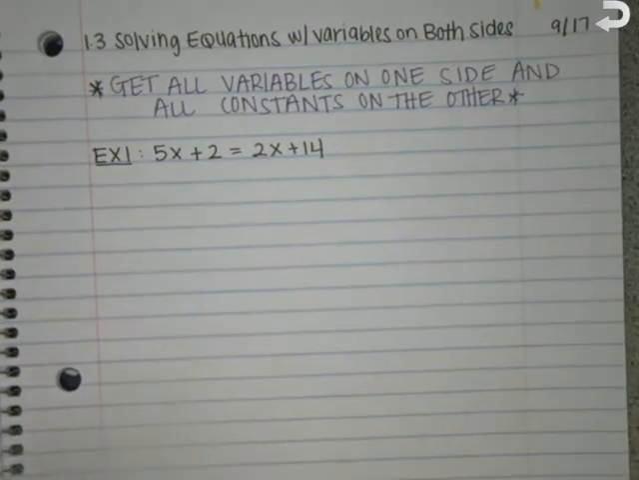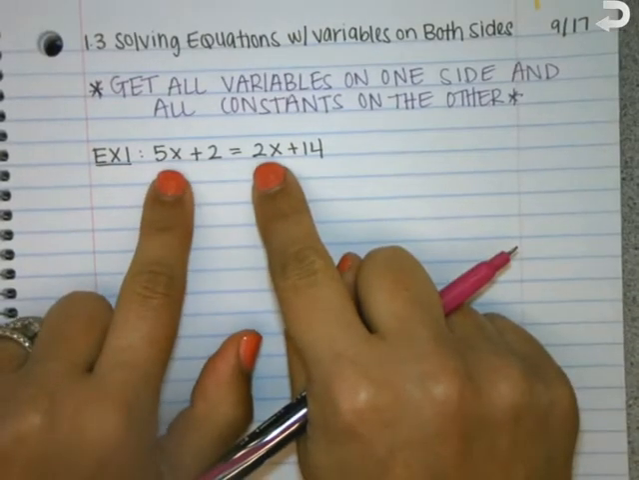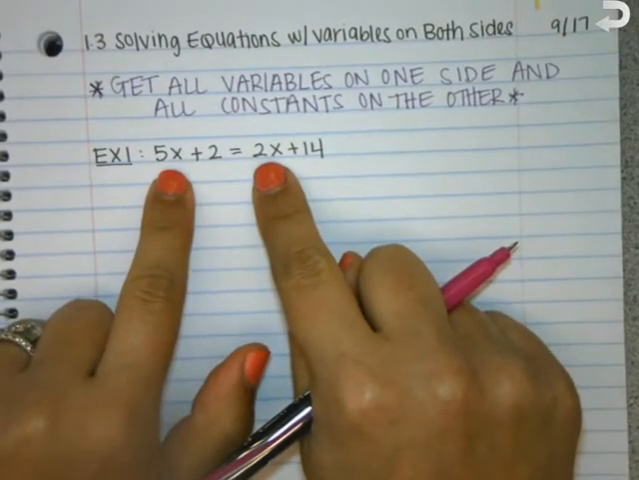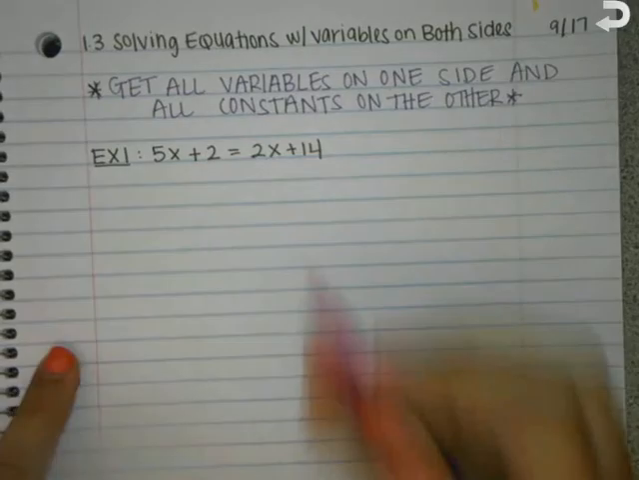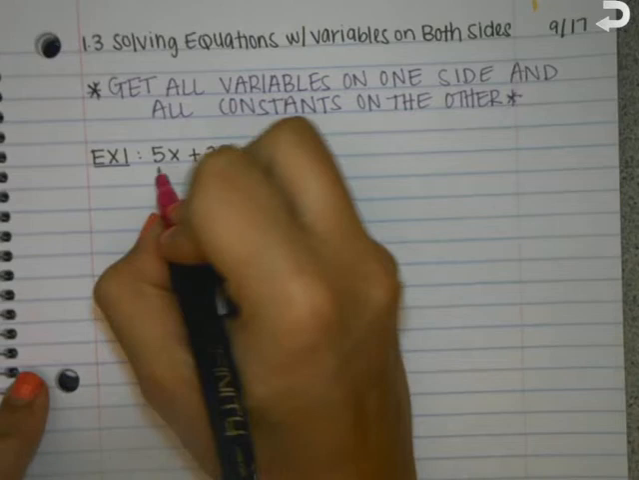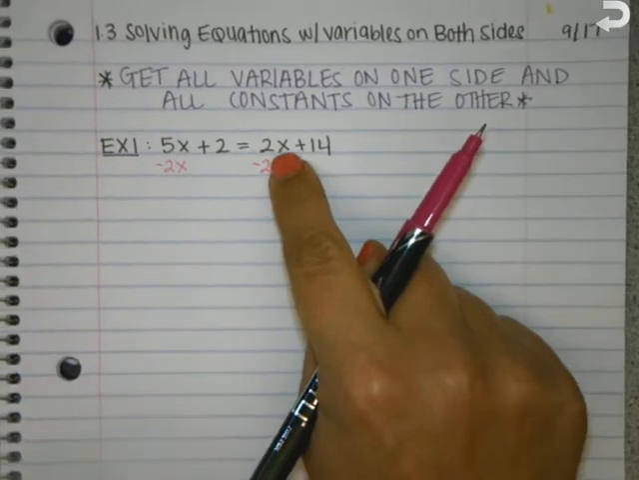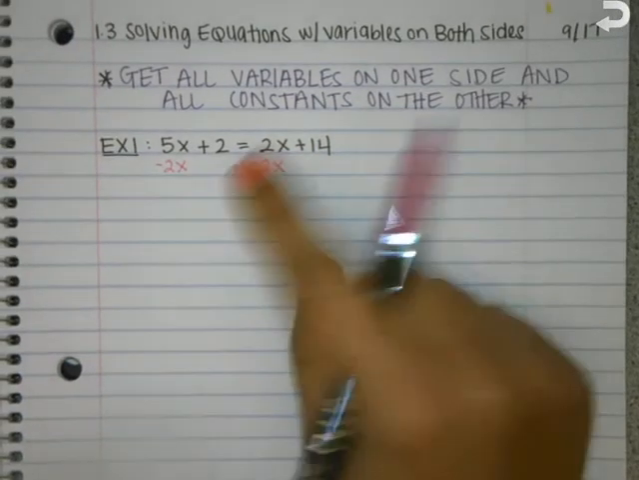I usually move the smaller one. So between the 5x and the 2x, which one is smaller? 2x. The reason why I move the smaller one is because it keeps my x's positive. If you move the bigger one, in the end, you end up with the exact same answer. Okay? So this is a positive 2x. So to move it to the other side, we subtract it from both sides.